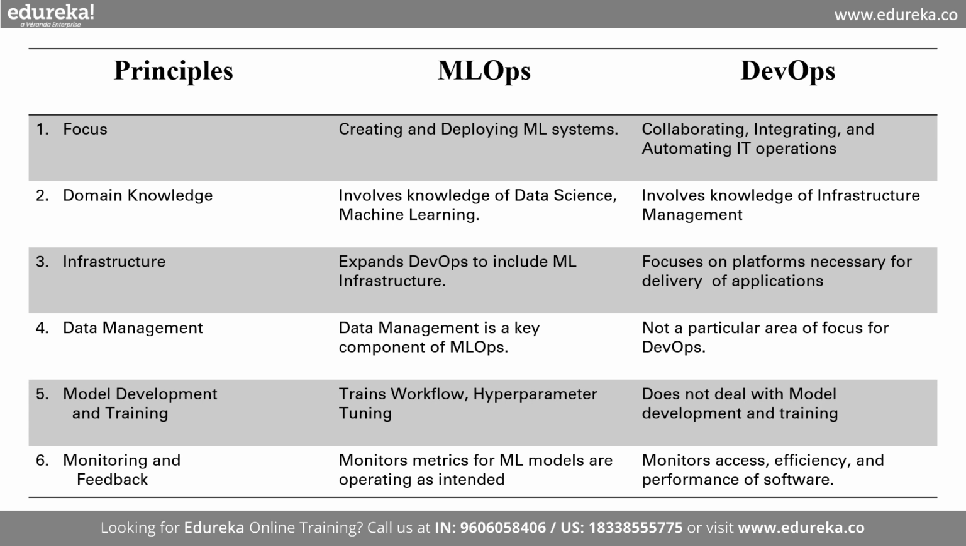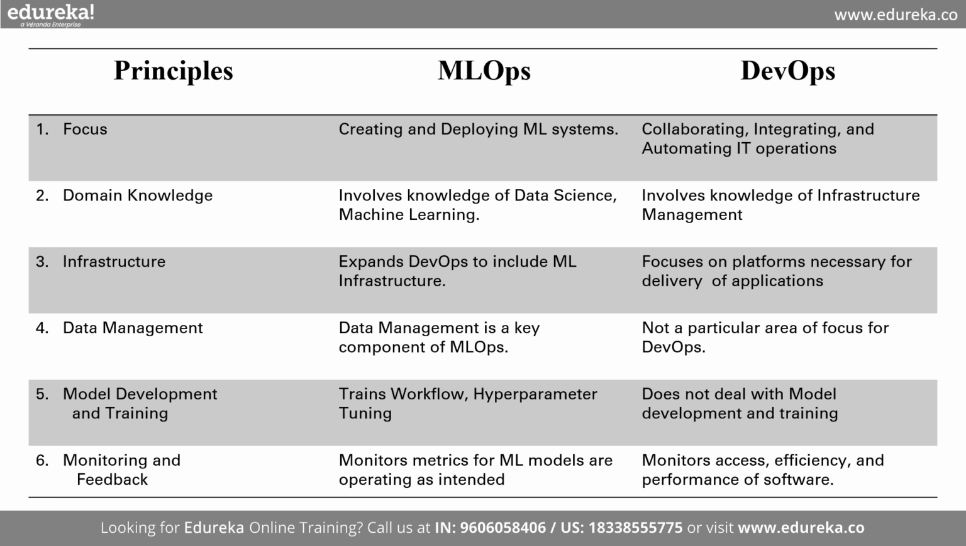Next, in terms of domain knowledge, where DevOps involves the knowledge of infrastructure management, software development, and deployment pipelines, MLOps involves the knowledge of data science, machine learning, and the particular difficulties associated with creating and deploying those models. Next, in terms of infrastructure, where DevOps focuses on managing the platform and infrastructure, MLOps expands the DevOps infrastructure to include specific ML infrastructure as well as GPU-enabled machines for your model training and serving.